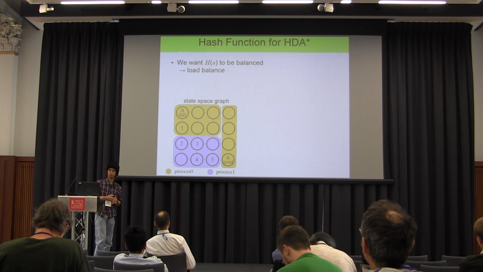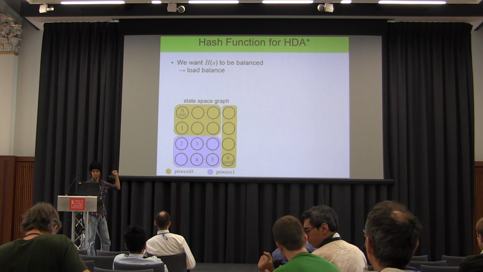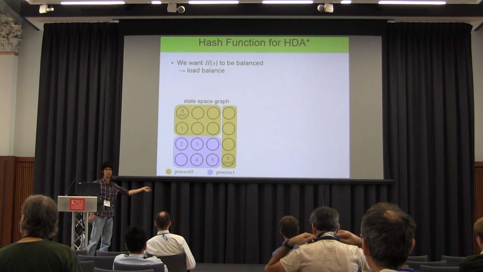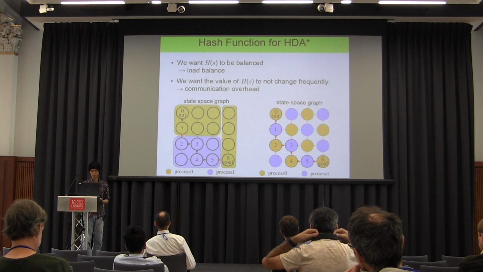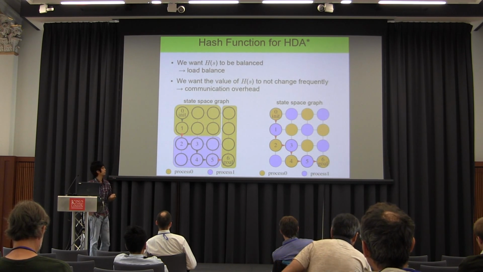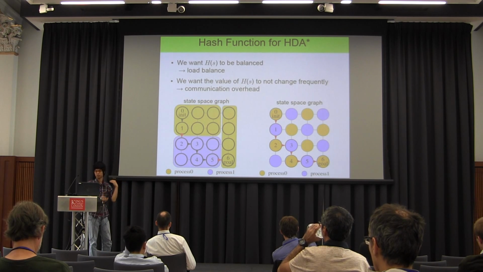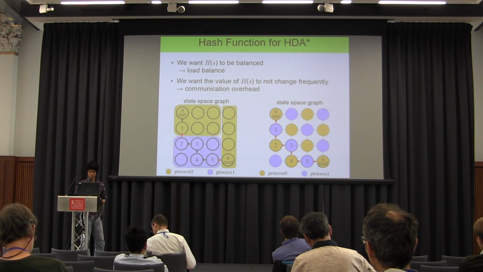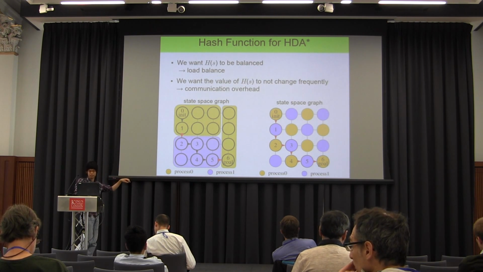What kind of properties do we want to have? First, we want H(S) to be balanced. For example, this is an awfully unbalanced graph, because most of the nodes are assigned to process 0 and process 1 may end up idle. At the same time, we want the value of H(S) to not change so frequently, because it causes communication overhead to send a node from process 0 to 1 and 1 to 0. These two properties are ultimately a trade-off, but our goal is to design H(S) achieving both properties.